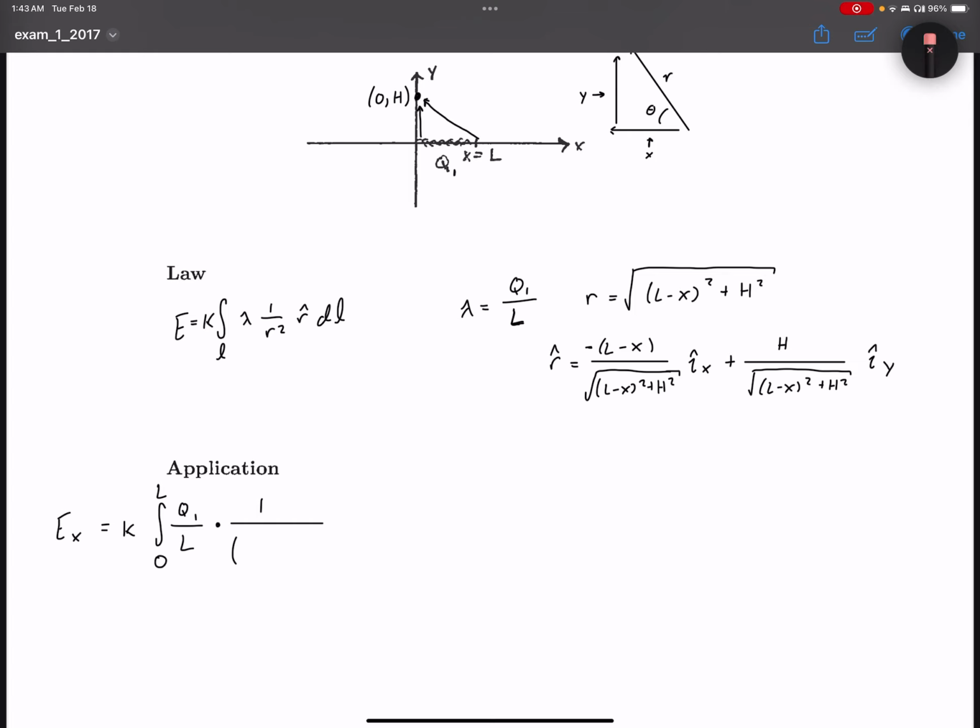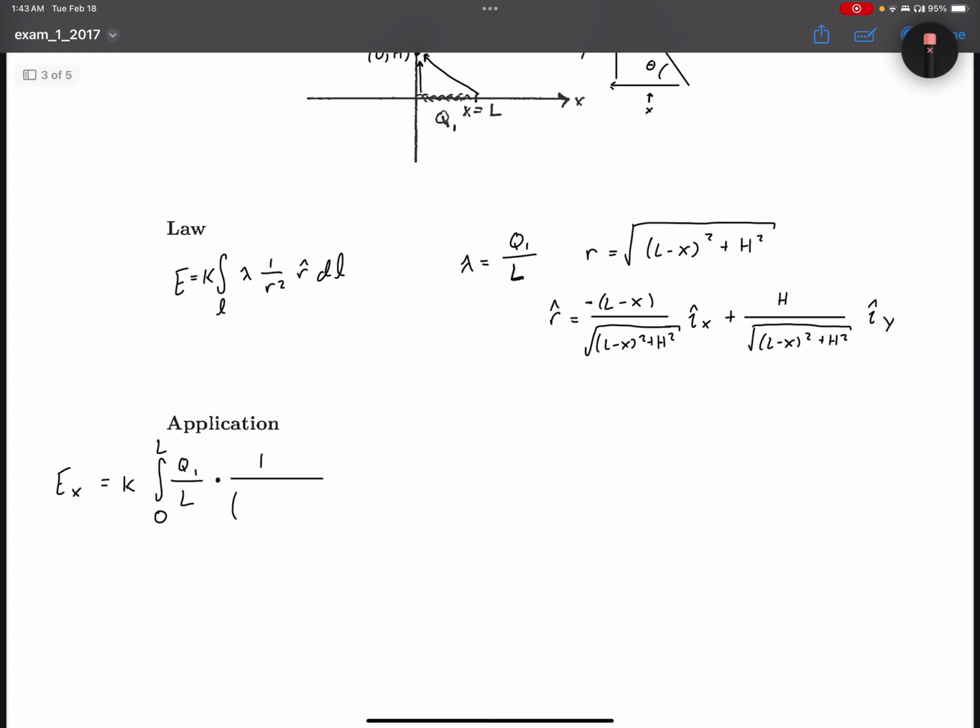Okay, cool. So we'll have L minus X down here plus H squared to the 3 halves power. Oh, the iPad's tweaking. It's crashing out.